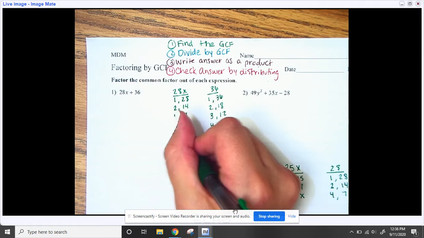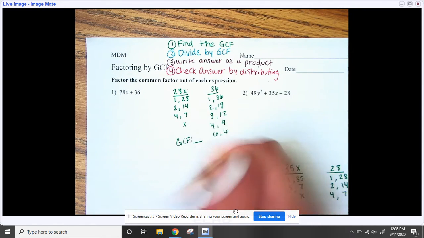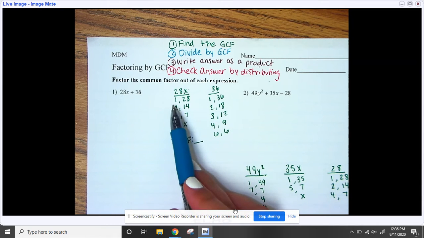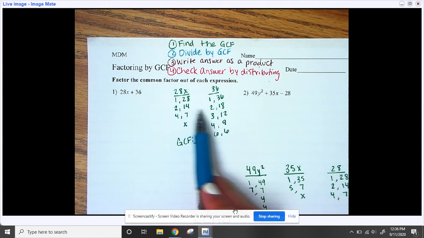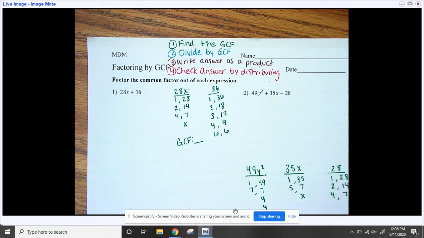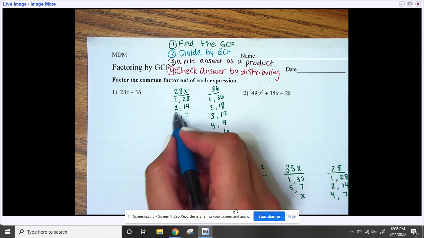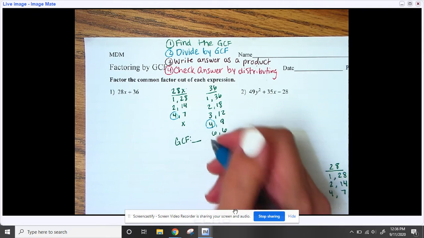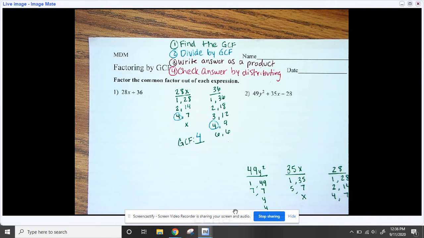From this list, we're going to determine what our GCF will be. So, look at the numbers, see what they have in common. They have a 1, a 2, and a 4. The biggest of those would be the number 4. They do not have any variables in common, so our GCF is just 4.